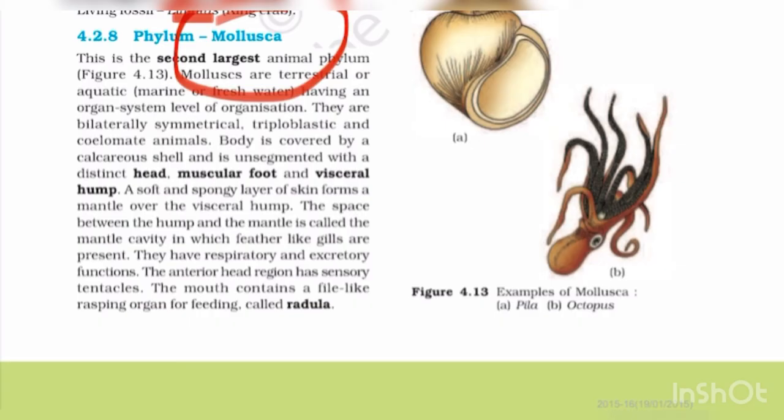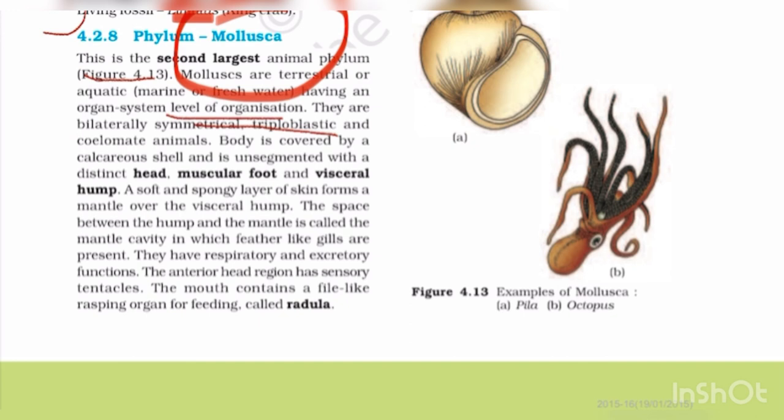4.2.8 Phylum Mollusca. This is the second largest animal phylum, figure 4.13. Mollusks are terrestrial or aquatic, marine or freshwater, having an organ system level of organization. They are bilaterally symmetrical, triploblastic and coelomate animals. Body is covered by a calcareous shell, and is unsegmented with a distinct head, muscular foot and visceral hump. A soft and spongy layer of skin forms a mantle over the visceral hump. The space between the hump and the mantle is called the mantle cavity, in which feather-like gills are present.